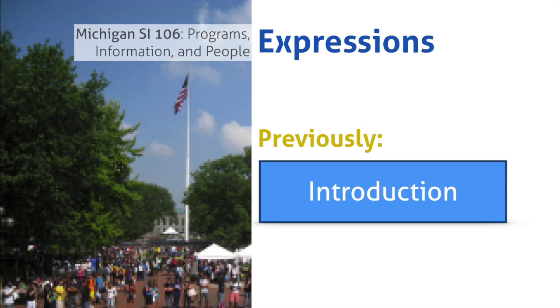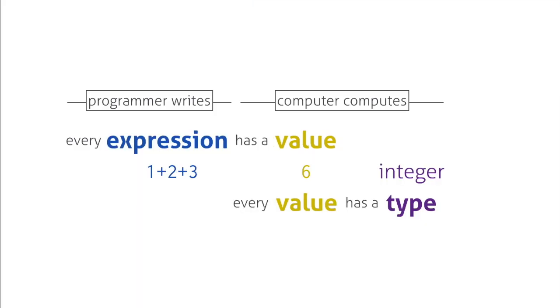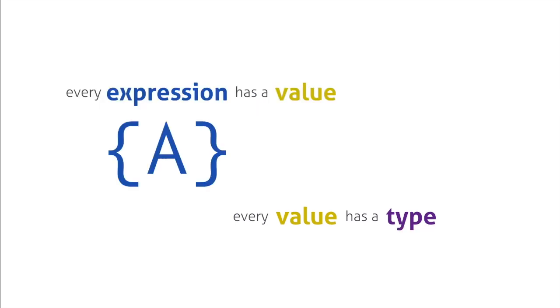Understanding how expressions work is fundamental to writing Python code. Remember that programmers write expressions, and that Python computes the values of these expressions, and that every value has a type. I'm going to use the convention here where I use curly braces to represent an abstract expression. And when I say abstract, I mean that we won't worry about its value or type for now.